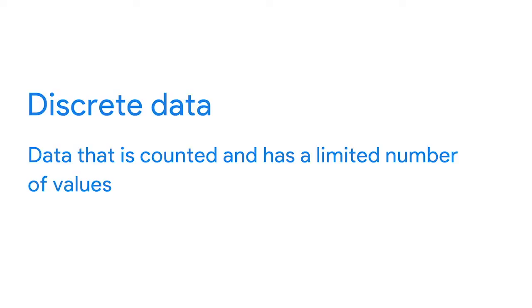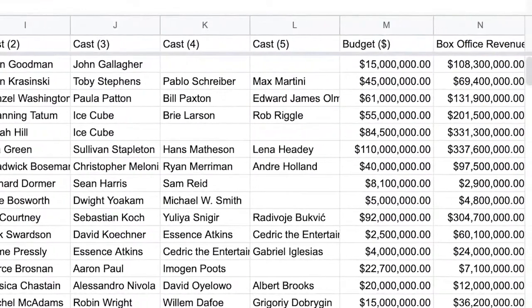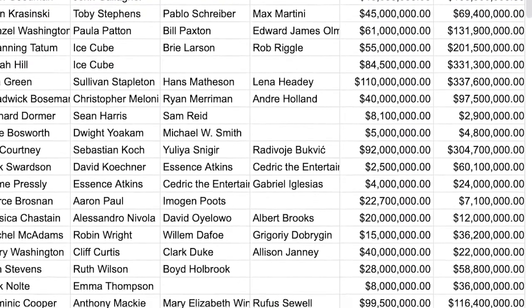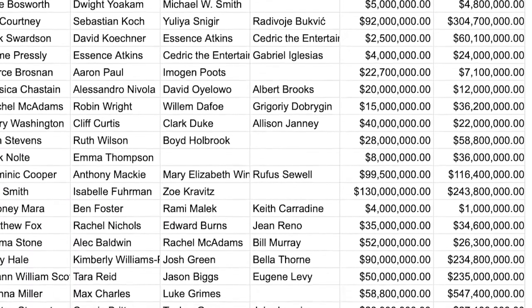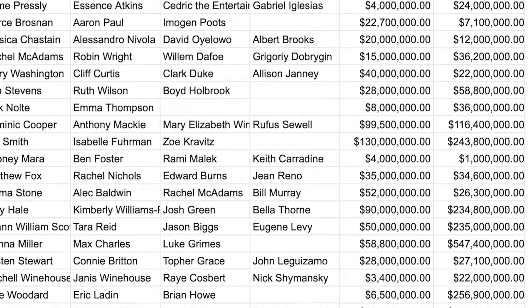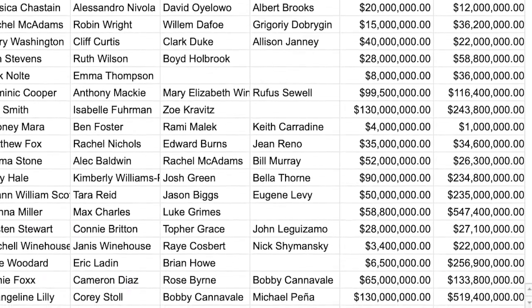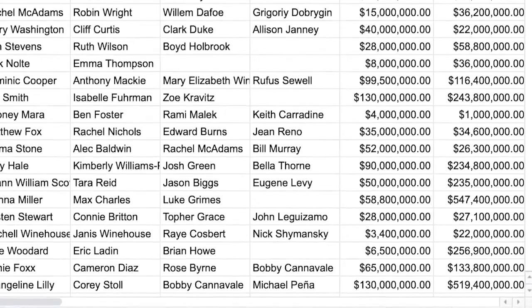We can go even deeper into quantitative data and break it down into discrete or continuous data. Let's check out discrete data first. This is data that's counted and has a limited number of values. Going back to our spreadsheet, we'll find each movie's budget and box office returns in columns M and N. These are both examples of discrete data. They can be counted and have a limited number of values. For example, the amount of money a movie makes can only be represented with exactly 2 digits after the decimal to represent cents. There can't be anything between 1 and 2 cents.